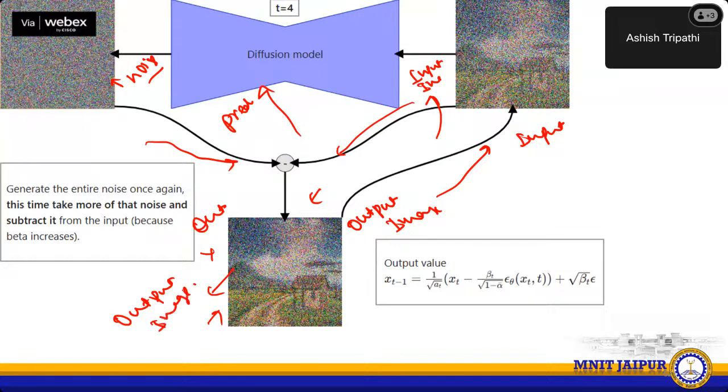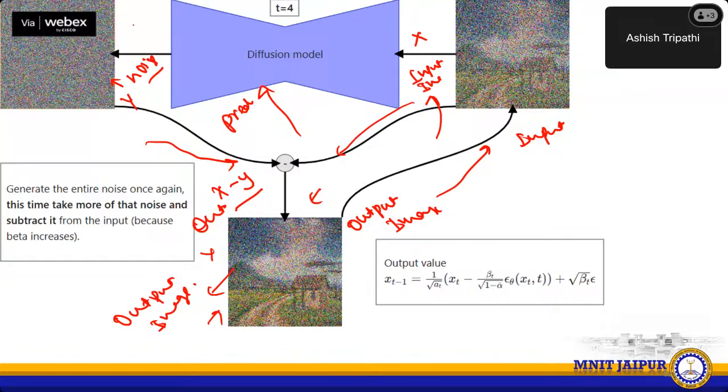of this instance. How am I getting the output image? By subtracting. If this is x and this is y, then what I am doing is x minus y. I am just getting this image after subtracting the predicted noise from the input image. Can anyone confirm? Are you getting this figure clearly? How am I getting this output image?